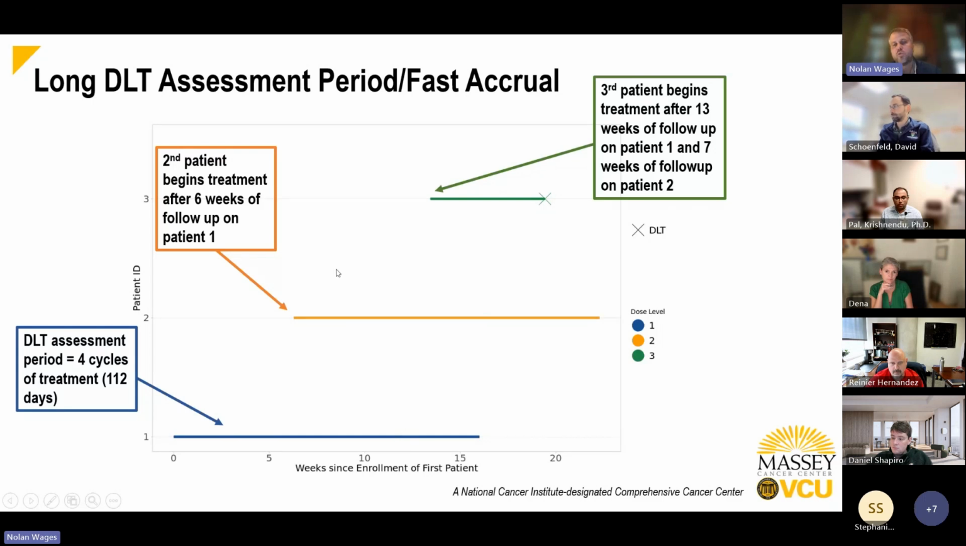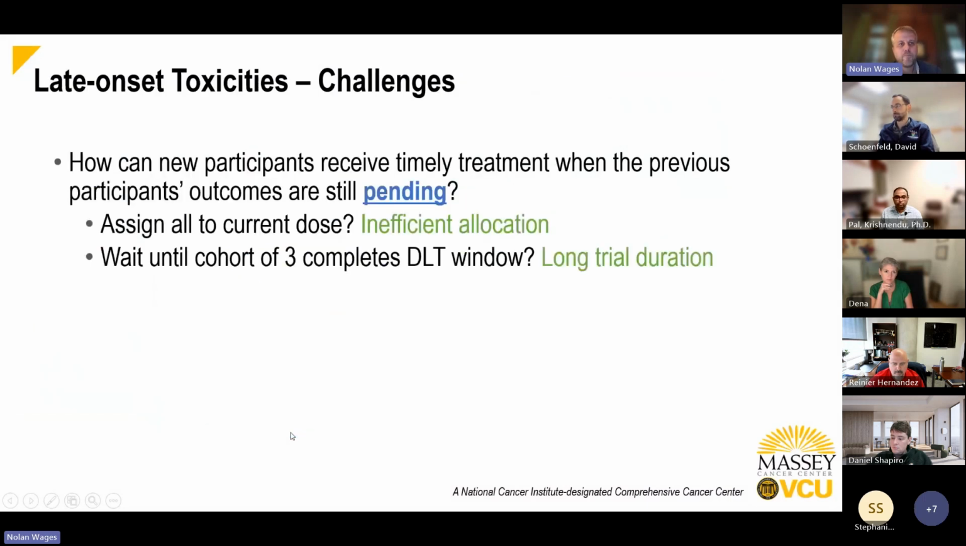So the question becomes, how do we use this missing or pending data to make dose allocations if we need to assign the orange patient a dose and we're still waiting on data from the blue patient? How do we make these assignments? So this is a setting called late onset toxicity. And the question becomes, how can new participants receive timely treatment when the previous participants' outcomes are still pending? Do we assign all to the current dose when we have a new patient? That might be inefficient allocation. We might assign a lot of patients to the lower dose levels if we do this.